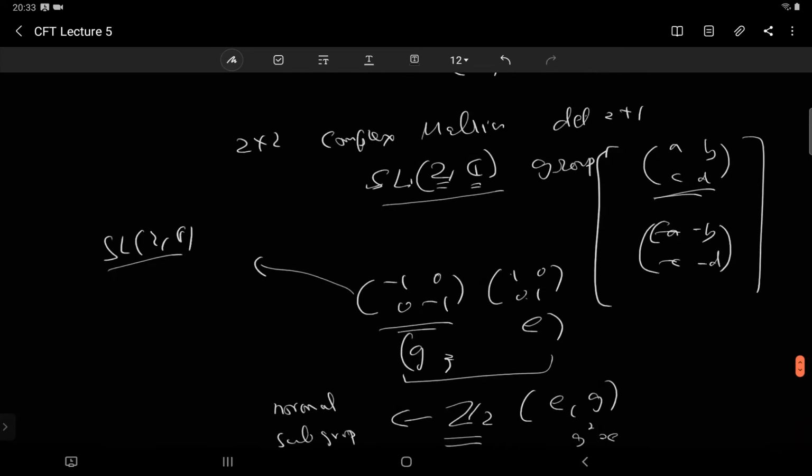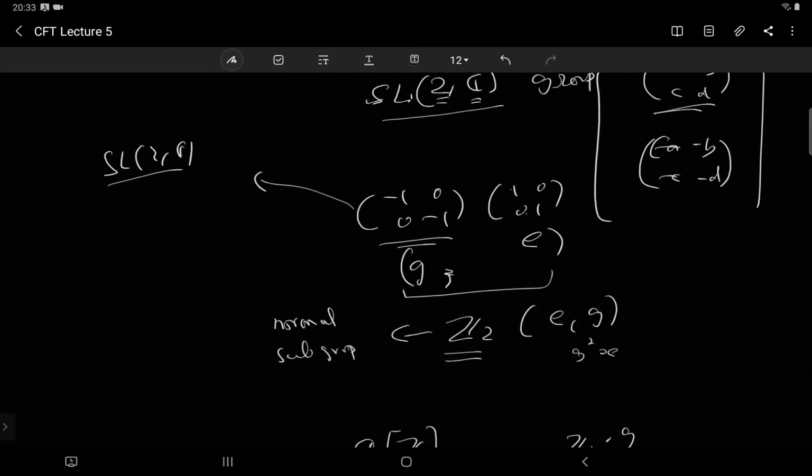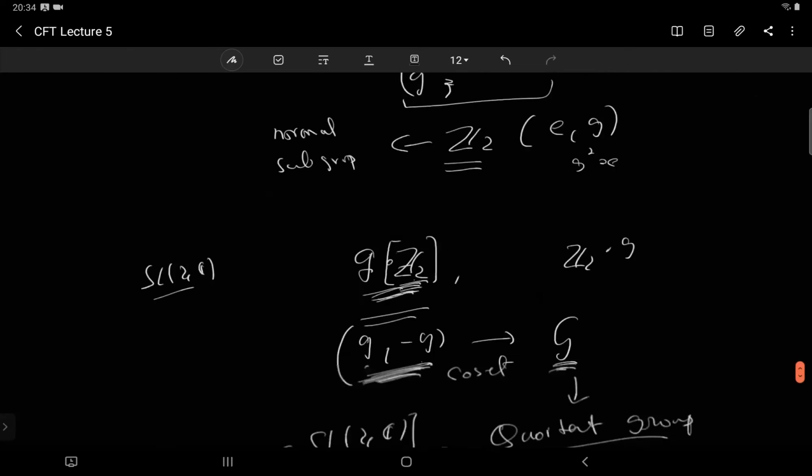That is, in the Z2 group, there is an element (-1, 0, 0, -1). This is an element of SL2C because it also has determinant +1, and this squares to +1. So this is a subgroup of SL2C, consisting of this element and the identity element. This itself forms a group, and the subgroup sits inside SL2C. And because it is abelian, this is a normal subgroup. Then you can form a coset from these subgroups, and because it is a normal subgroup, the left coset and right coset are the same. For every G belonging to SL2C, the coset element is G, minus G.